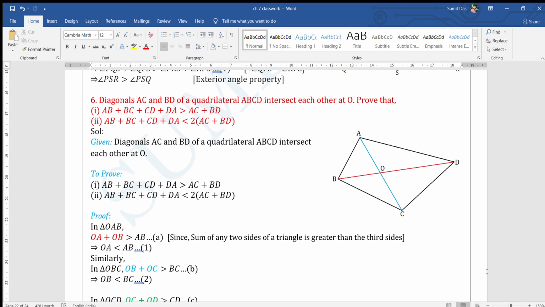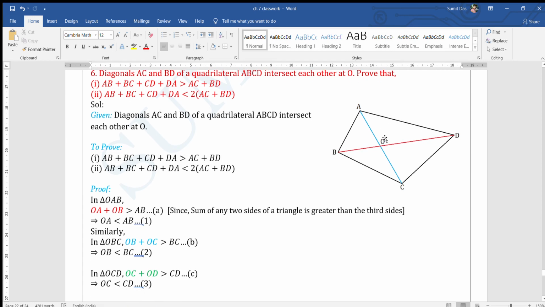You can see in this diagram that AC, the blue diagonal, and the red one is BD. They intersect each other at O. We have to prove AB plus BC plus CD plus DA, that means the sum of all sides, is greater than AC plus BD, the sum of the diagonals. And in the second one, the sum of all the sides is less than twice of AC plus BD. Okay, very interesting problem. So given and to prove, I'm not repeating whatever is given, I'm writing.